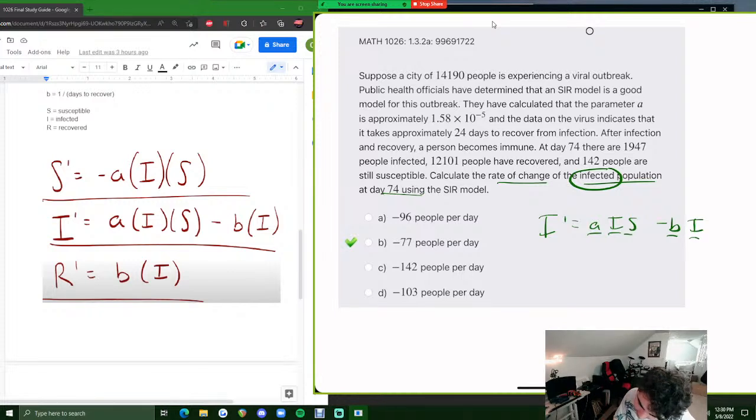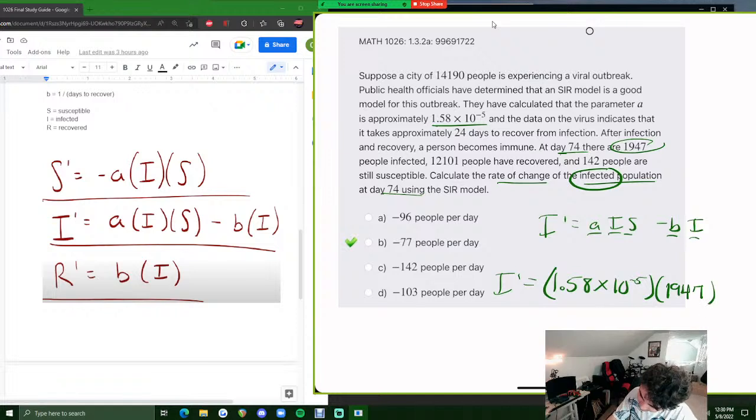So they tell us that the A value is 1.58 times 10 to the negative 5. So we can just type that in like this if we want. So I prime is equal to 1.58 times 10 to the negative 5. Now we want to find I. I is the number of infected. Okay, so after infection, at day 74, there are 1,947 people infected. Okay, and then we want to find what S is. Do they say how many people are still susceptible? It looks like they say 142 people are still susceptible.